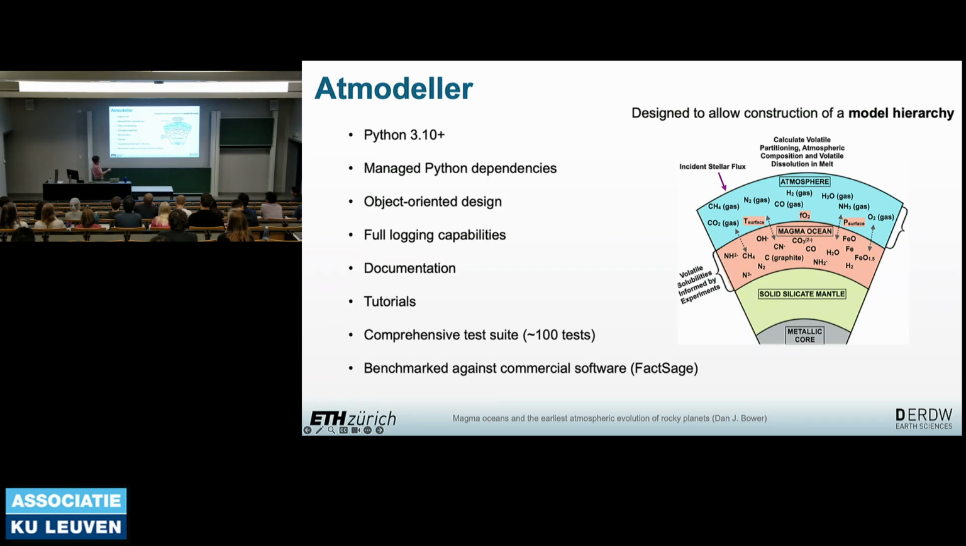It's also been designed to allow the construction of a model hierarchy. So what we didn't want to do is have a model where you would have to throw in a lot of complexity in order to generate output, okay? So the code will allow you to simply put in some amount of H2O or some amount of hydrogen, and you can just look at how it partitions between a melt and the atmosphere, okay? And then if you want to add in carbon species or you want to add in non-ideality or more complicated thermodynamics, you can do all of that, okay? So it's highly modular in terms of the way that it's structured.